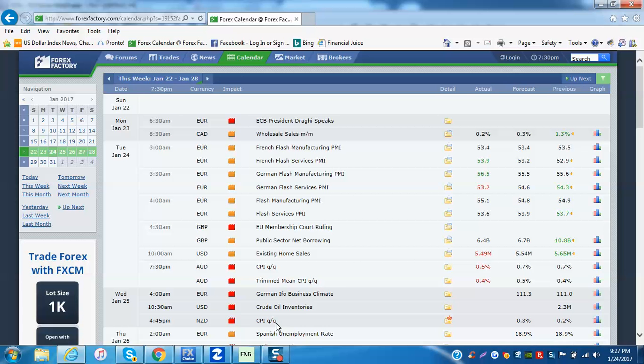So to me, the next important risk event will be this Kiwi CPI tomorrow afternoon, New York time. And this one could be big, and again, like the Aussie, this can really move the Kiwi, especially if the number comes in substantially different than what they're expecting. So keep an eye on that, and maybe I'll post a video tomorrow afternoon on the Kiwi news. If not, maybe I'll post one after the news comes out, but I'd like to get one up before that.